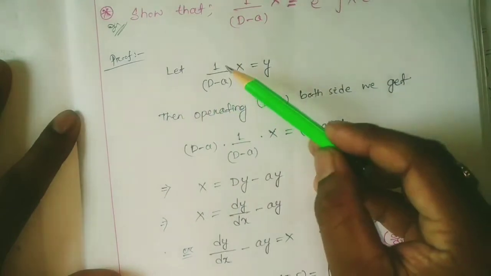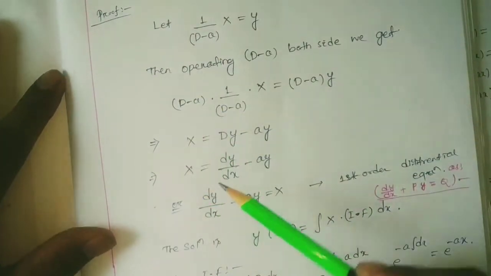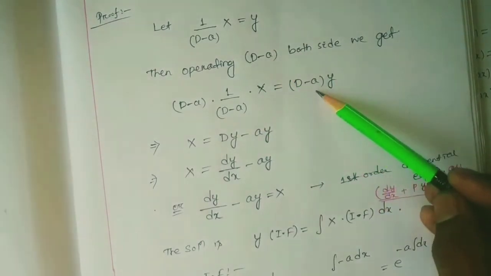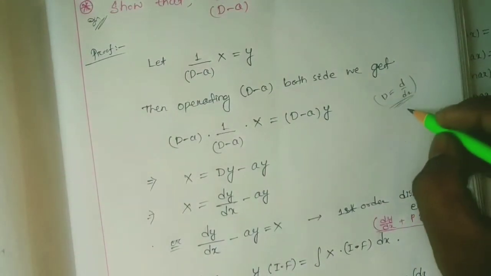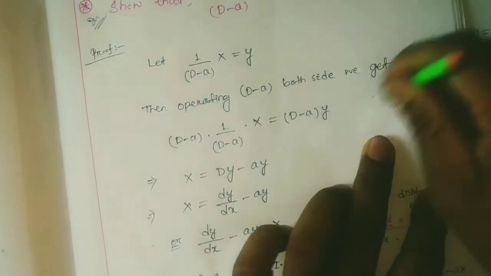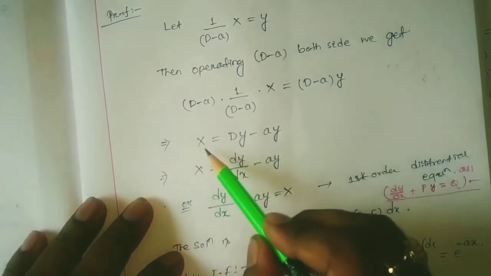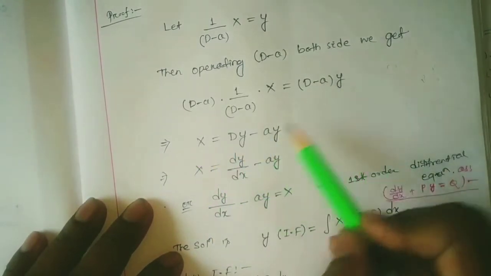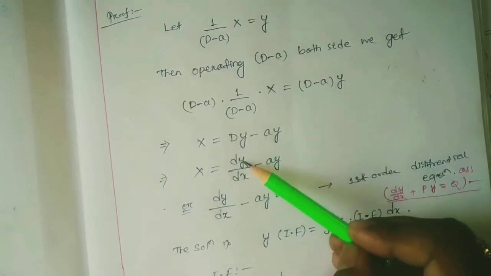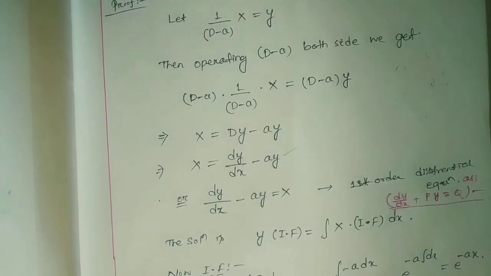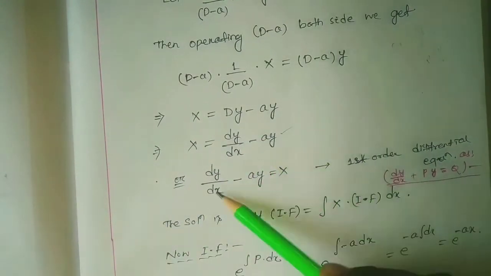So for that, let 1 by (D minus a) into x equal y. Now we have to operate D minus a on both sides of this equation. So (D minus a) into 1 by (D minus a) into x equals (D minus a) into y, right? And we know that here D is nothing but d by dx, D square is nothing but d square by dx square, that we already know very well. So here D minus a gets cancelled, and that implies x equals Dy minus a y. That implies x equals d by dx of y minus a y, right? Or we can write d by dx of y minus a y equals x.